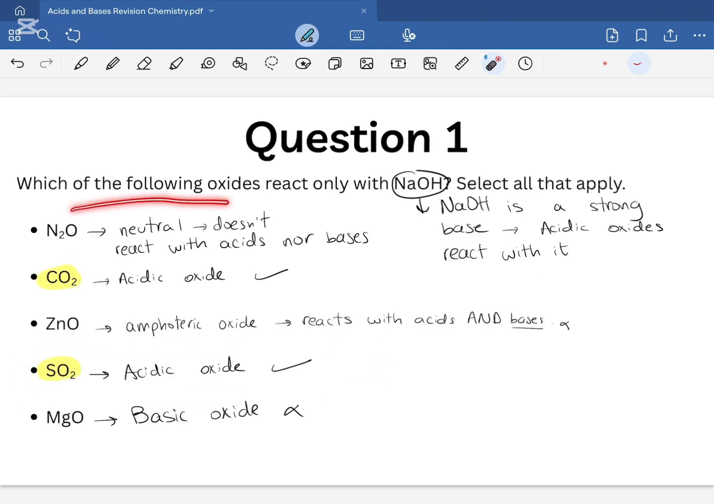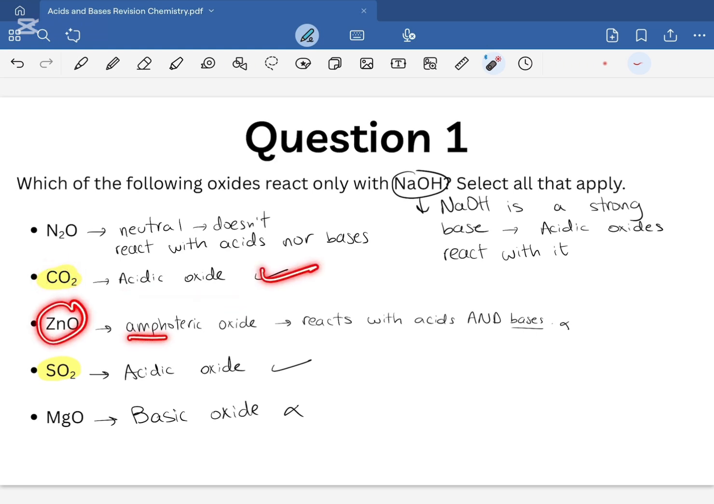Which of the following oxides reacts only with the NaOH, which is sodium hydroxide? Now, NaOH is a very strong base, and only acidic oxides are going to react with it. So for the first one, this oxide N2O is neutral. It doesn't react with acids nor bases, so this is incorrect. The CO2 is an acidic oxide. It will react with NaOH.